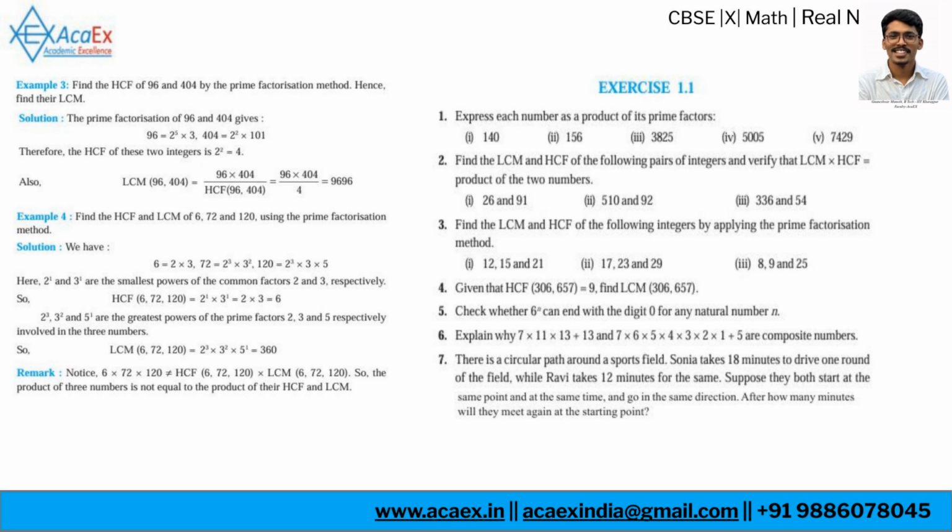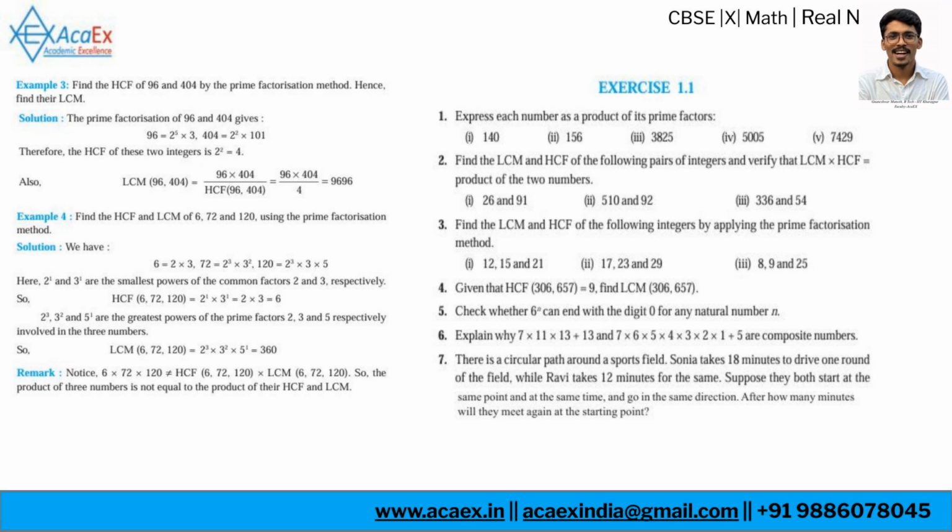Example 3. Find the HCF of 96 and 404, and then find their LCM. Solution. The prime factorization of 96 is 2 to the power of 5 times 3. The prime factorization of 404 is 2 squared times 101.